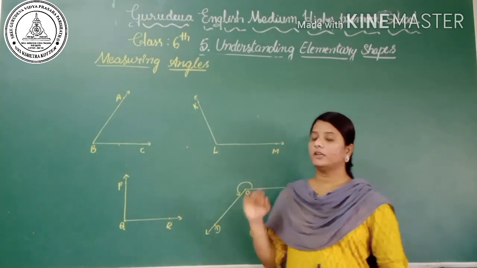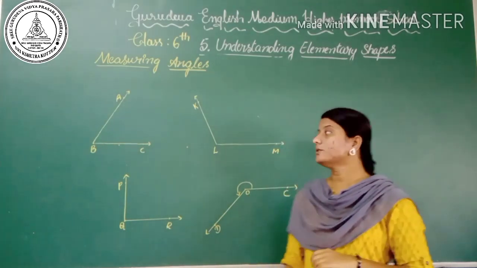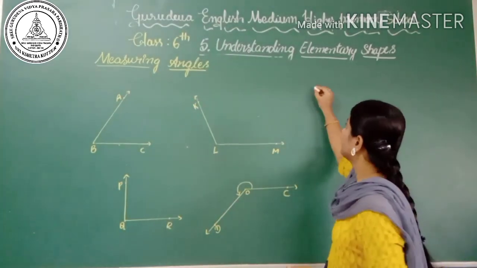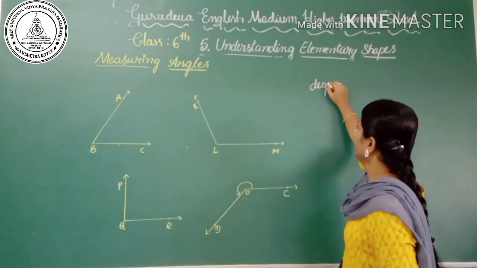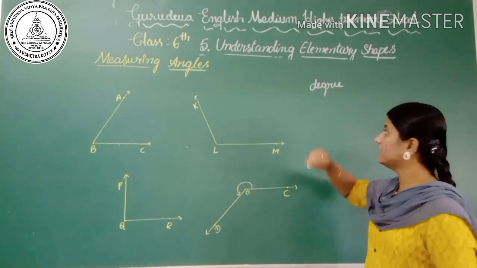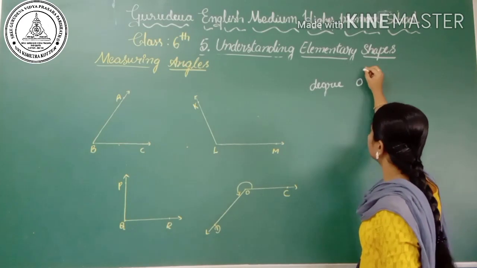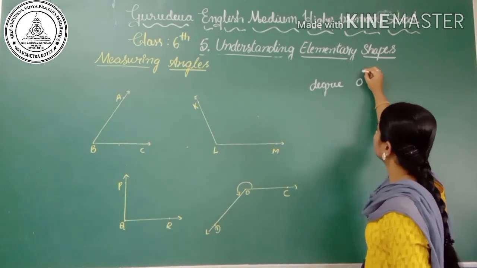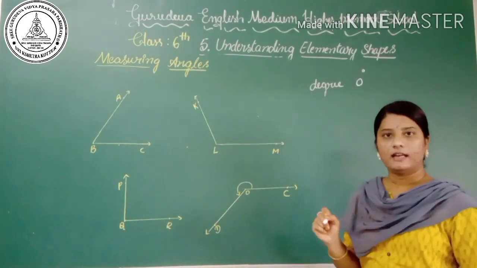So we need to measure the angles. Yes, we can do it with a protractor, so we can measure the angles in degrees. We measure the angles in degrees. We can write it as 0 degree like this. So it is the degree of the angle.